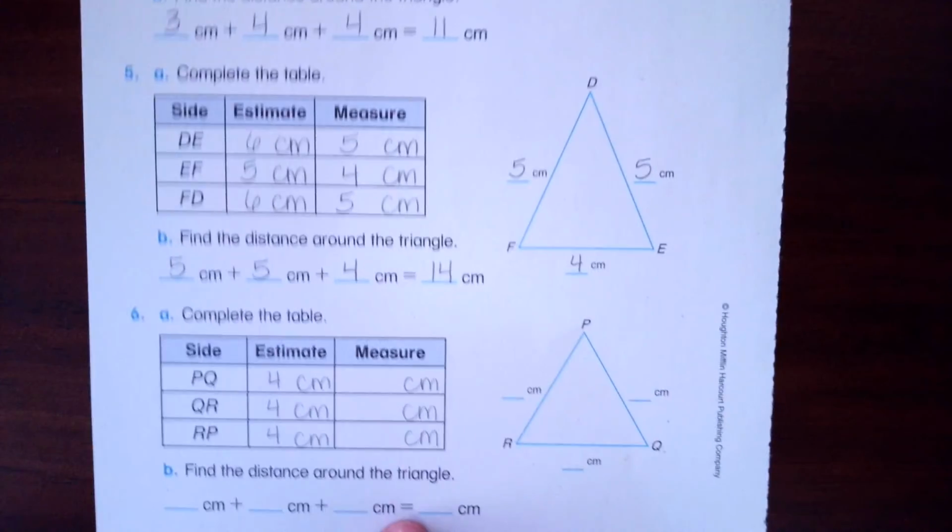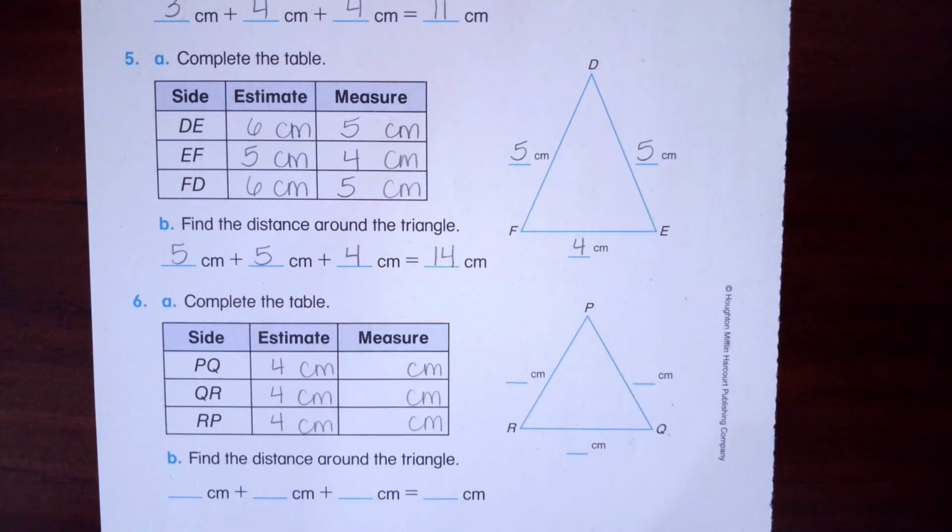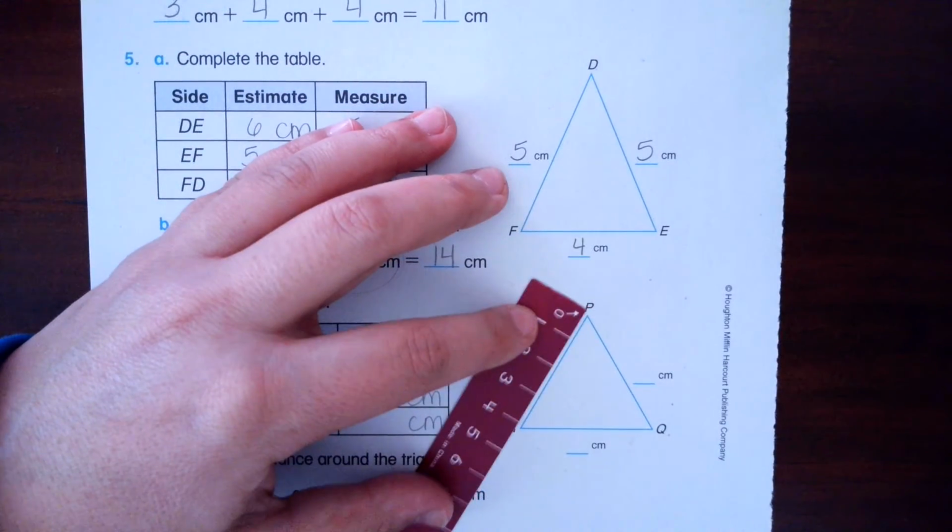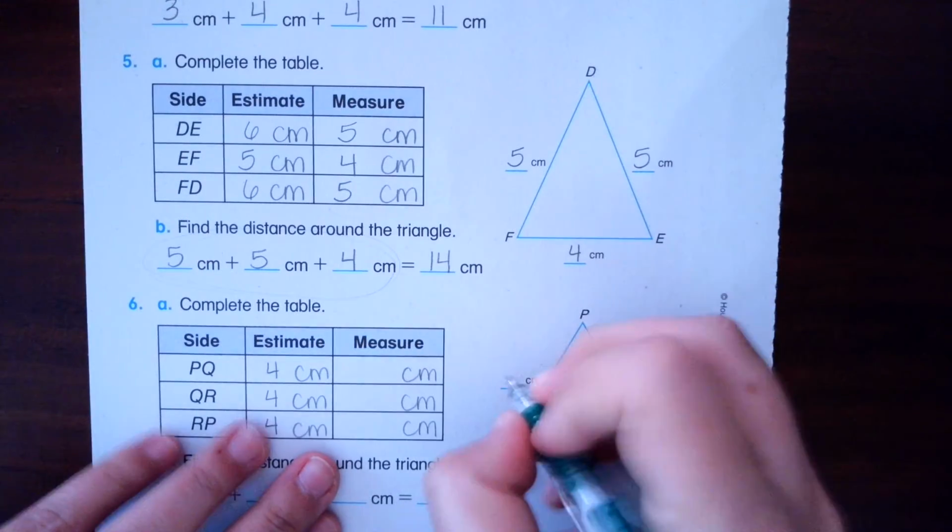So regardless of what your estimates are, we should all be having the same measurements and the same perimeter. You can write these in any order as long as you write all of them. And let's see, was the last one an equilateral triangle? I hope so.